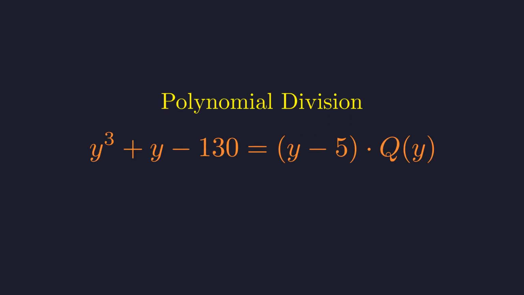Let's use polynomial division to factor out y minus 5 and see what remains. We know our cubic equals y minus 5 times some quotient polynomial q of y. Let's find q using synthetic division.